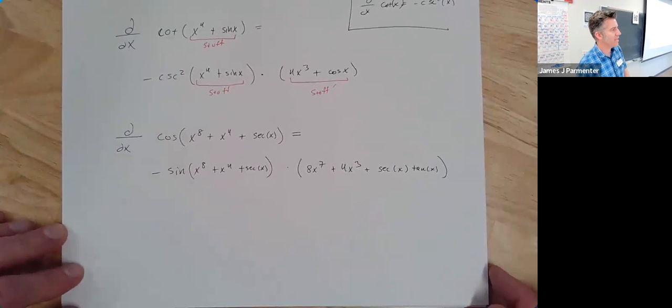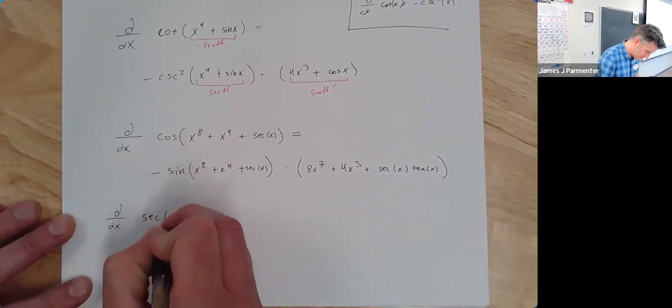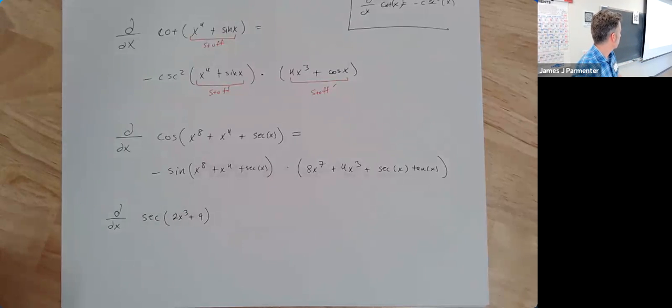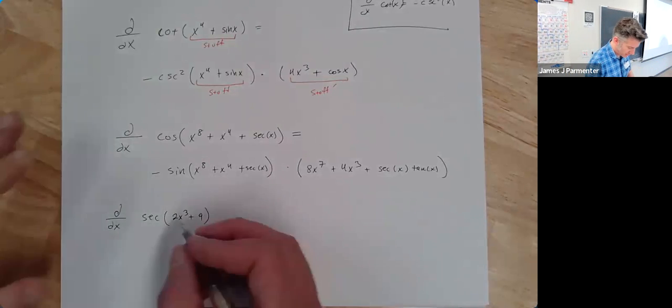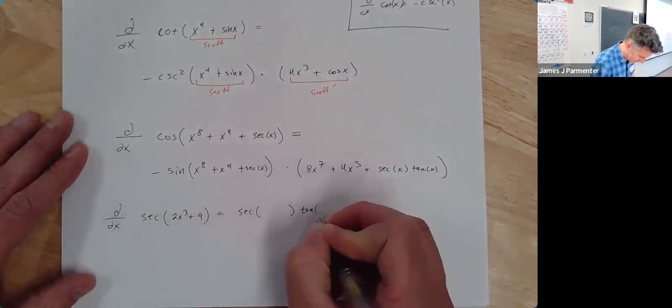Here's one that I think is kind of weird. The derivative of secant of 2x cubed plus 9. Most of the time, when you're finding the derivative of a function of some stuff, that stuff only shows up once. Secant and cosecant are exceptions to that general idea. The derivative of secant of x is secant of x times tangent of x. The derivative of secant of some stuff is secant of the stuff times tangent of the stuff.